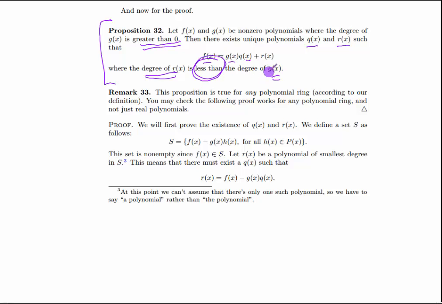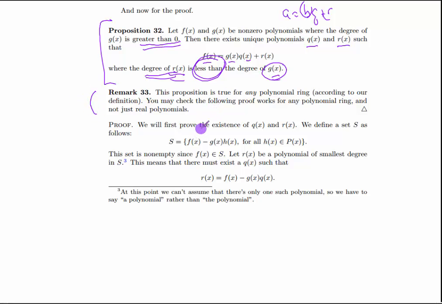Now remember, when we were dividing integers, we had that if a equals b, q plus r, we had r was less than b. In this case, we have the degree of r is less than the degree of the divisor. And this is true for any polynomial ring.